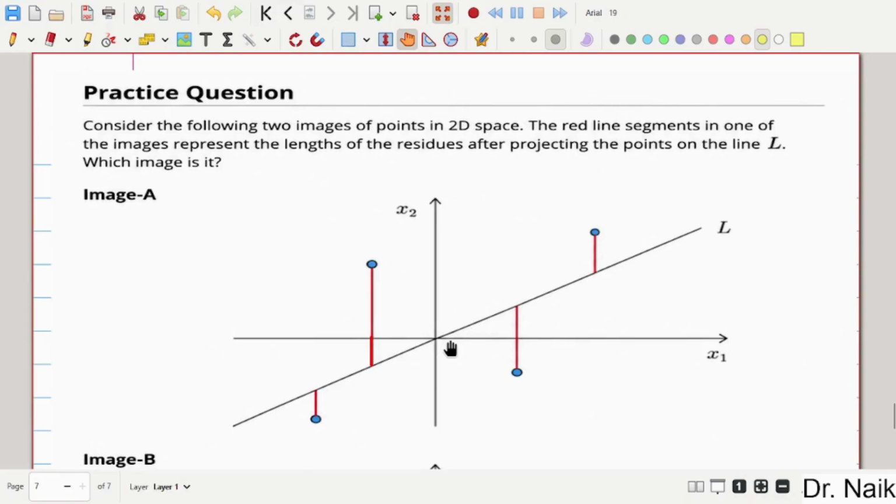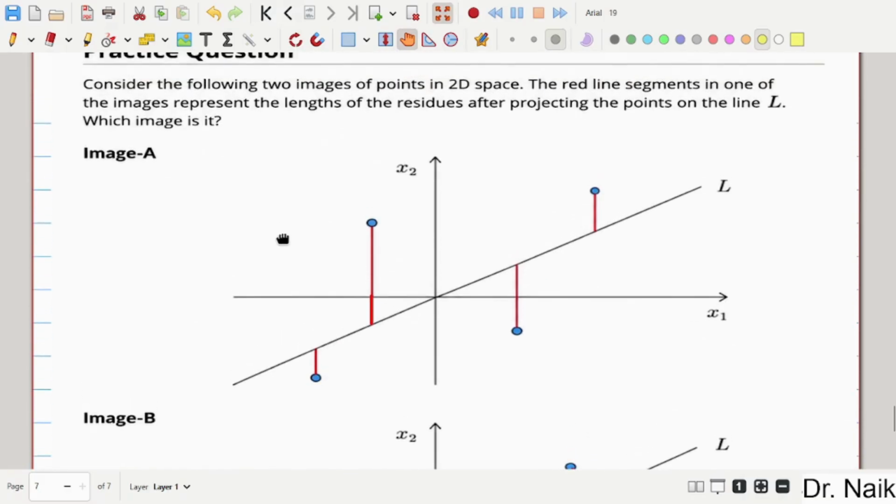Now consider a question. Consider the following two images of points in a 2D space. The red line segment in one of the images represents the length of the residue after projecting the point on the line L. Which image is it? Image A. So the question is that we want to find the image that represents the length of the residue. So this red line means residue if it is perpendicular to the line L.